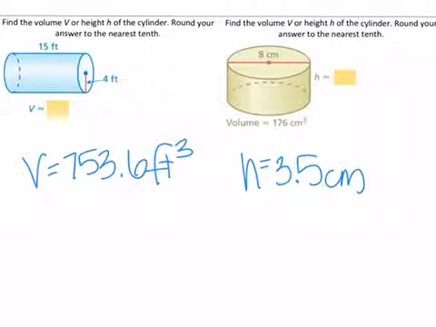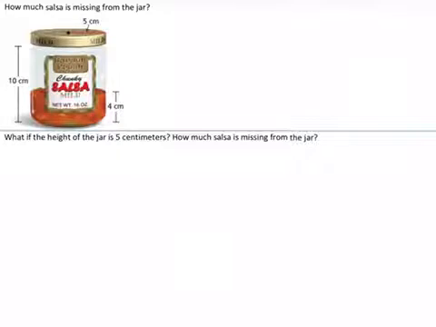All right, so what I got was 753.6 feet squared for our volume, and then our height, I had to round it to 3.5 centimeters. So what I want you guys to realize is it's always cubed when we're talking about volume. And when it's just talking about height or the radius, it's straight up just the unit. We don't have to put any cube or square or anything to that. Now we're going to work with our word problem.